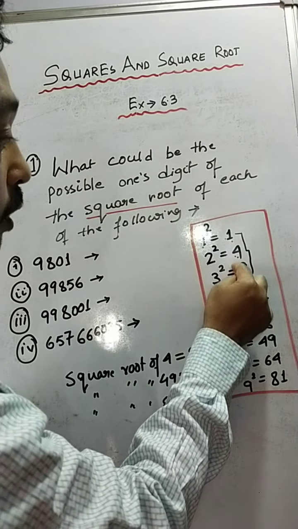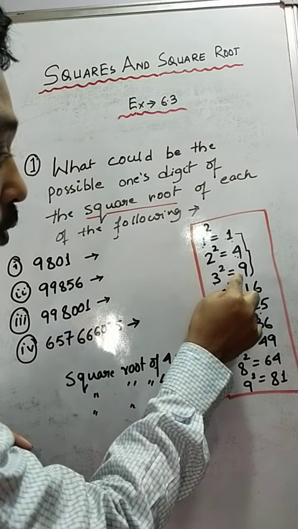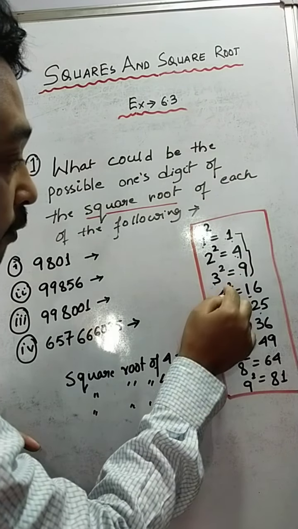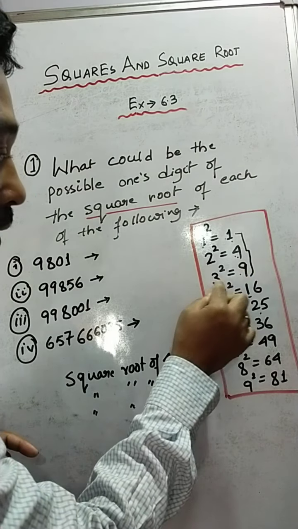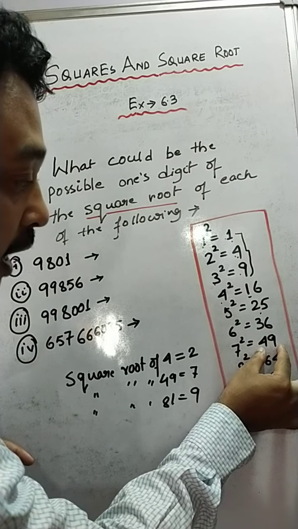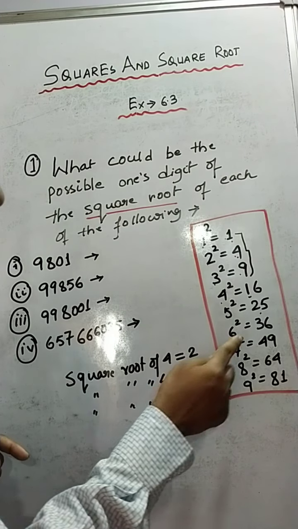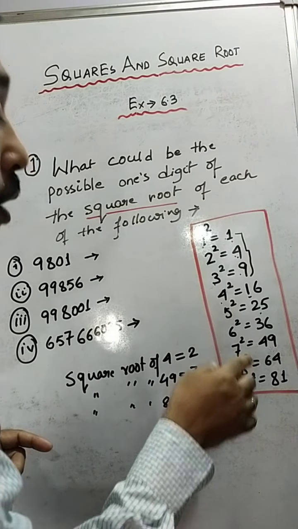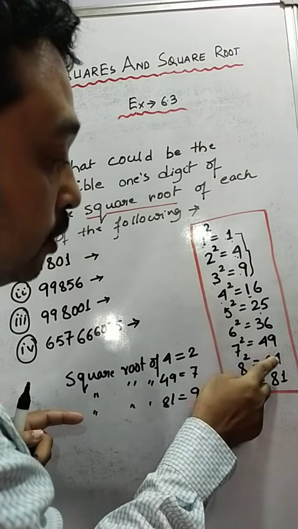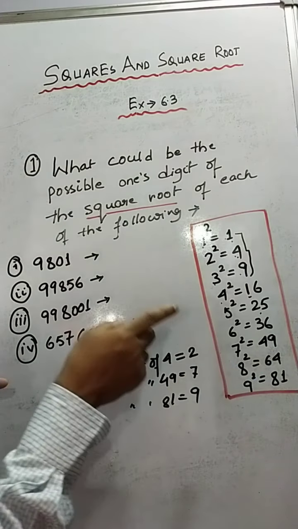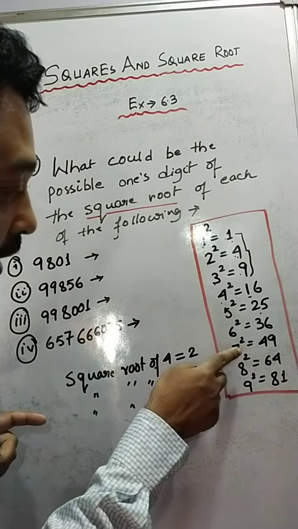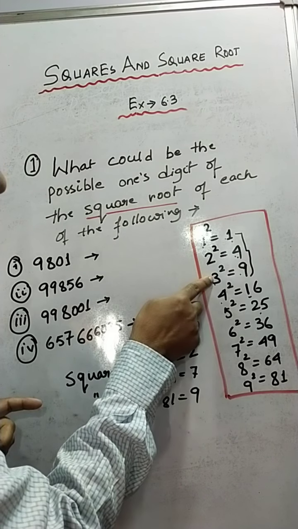Suppose you are finding the square root of 9. So 9 we have here, and 49 also. If you find the square root of 9, we get 3. And if you ask what is the square root of 49, then we say 7. So any number whose square root we are finding, and if that number is carrying 9 as its unit digit, then the possible unit digit will be either 7 or 3.